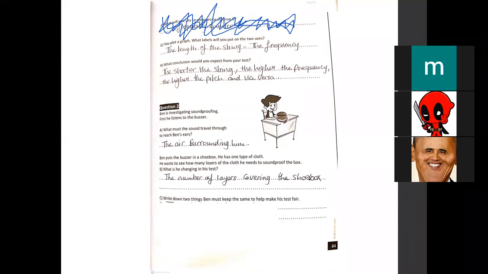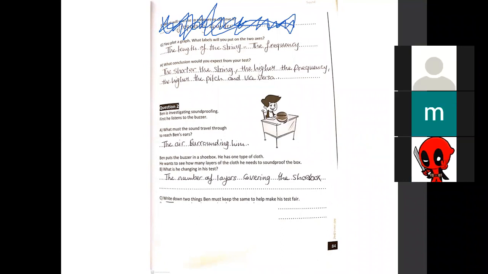Okay, question C, and the type of the shoebox. No, he's not going to change the type of the shoebox. He's using the same shoebox. Okay. One shoebox, but different number of layers. Question C, write down 2 things Ben must keep the same to help make his test fair. So what is he going to keep the same?